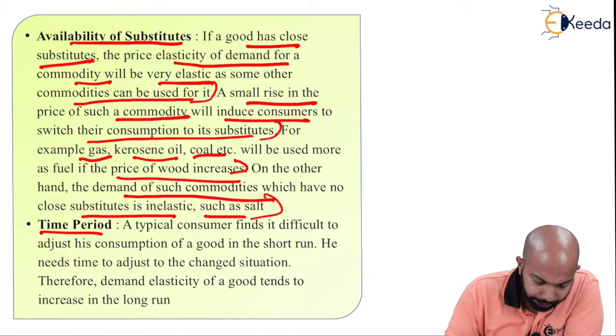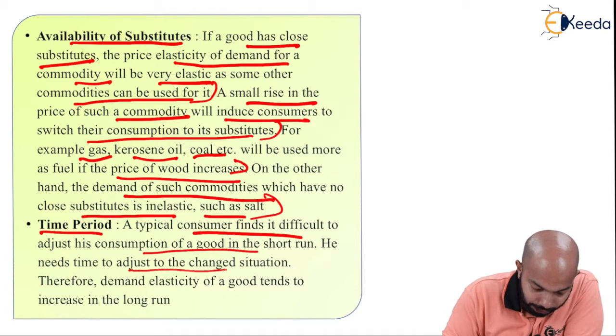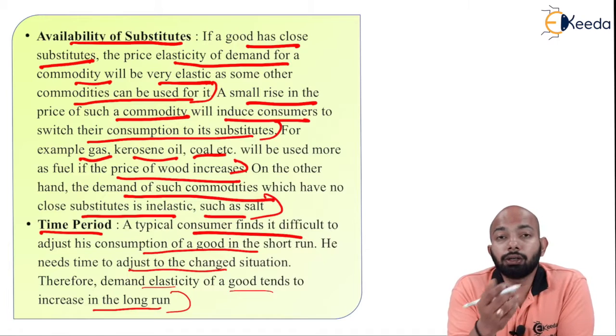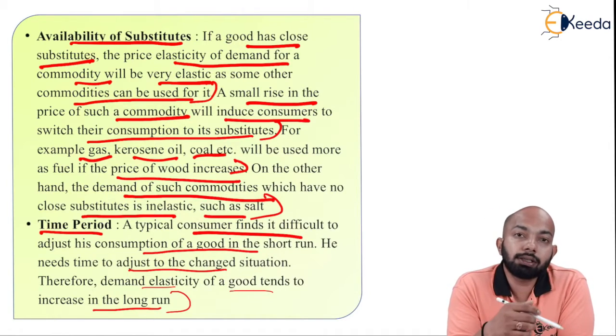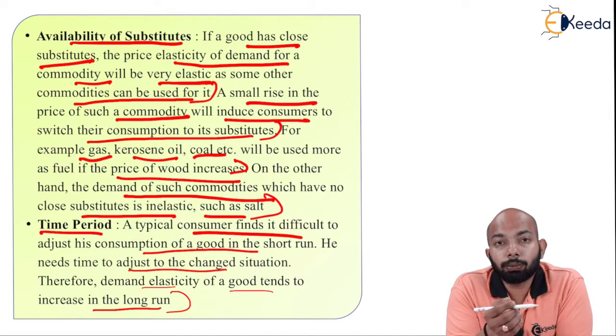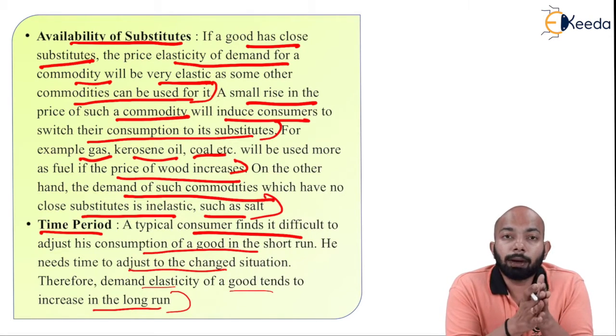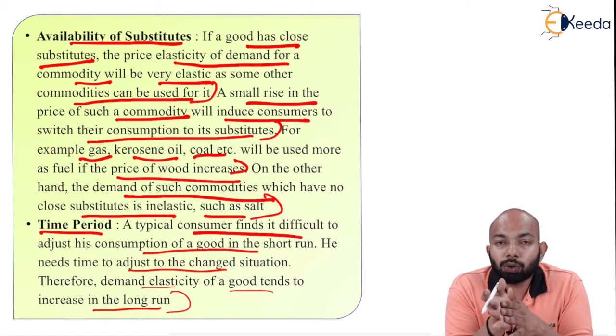Next will be time period. A typical consumer finds it difficult to adjust his consumption of goods in the short run. He needs time to adjust to the changed situation. Therefore, the elasticity of demand of a good tends to increase in the long run. There are certain goods whereby you have to get adjusted to using them. For example, you have a car, now you want to upgrade to an automatic car, but you are not even used to such automatic cars. So you will think about whether you need to buy one.